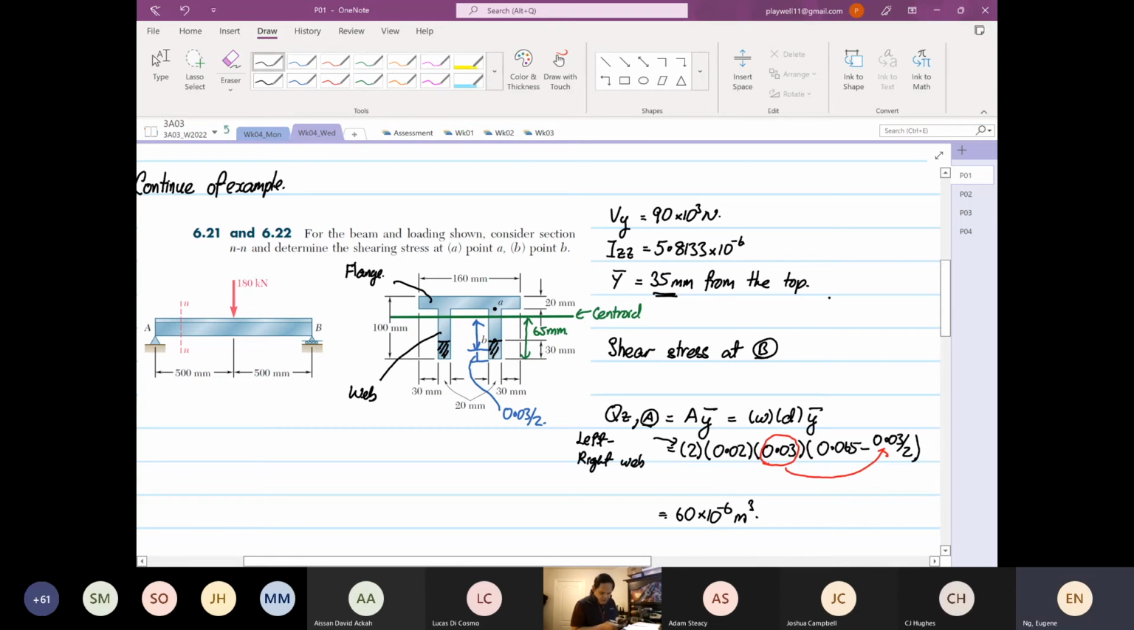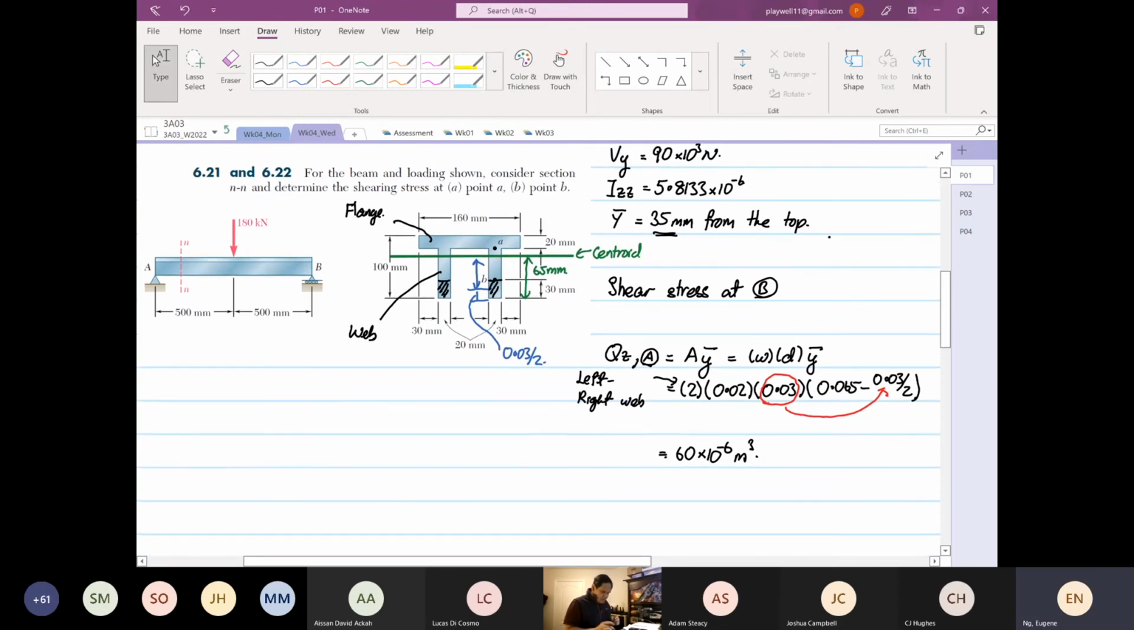I'll do it again, okay? 0.065 minus 0.03 divided by 2 times 0.03 times 0.02 times 2. Yep. Okay, so from here, we now know the shear stress in XY at point B. So we apply the 5 rules.